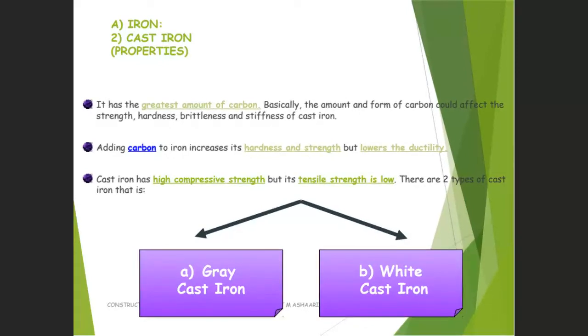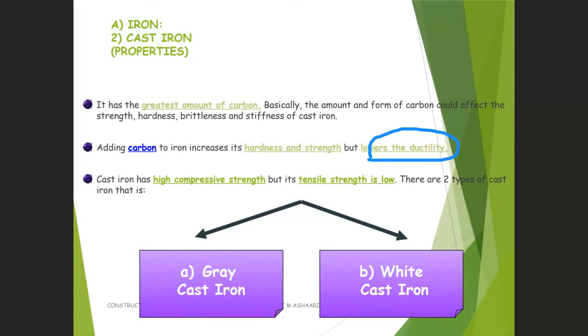Adding carbon to iron increases the hardness and the strength, but lowers the ductility, meaning it is not easily bent. If you refer to the definition and main properties of ductility, that will be the comparison. Yes, you can increase the hardness, but in terms of reshaping and bending, it is a little bit lower as compared to when you add less carbon. Cast iron has high compressive strength, but low tensile strength. That is also one of the properties that you have to take note of.